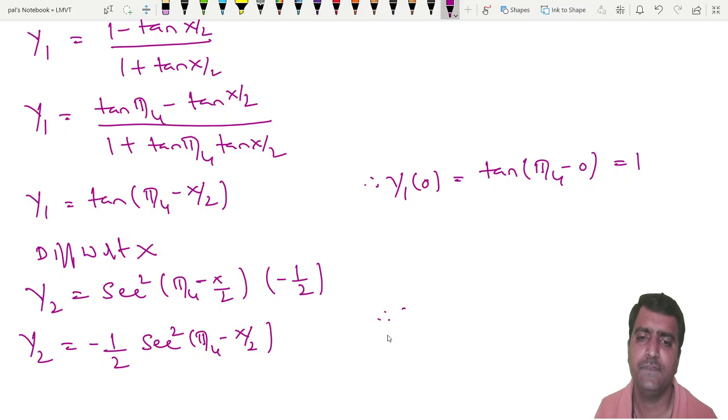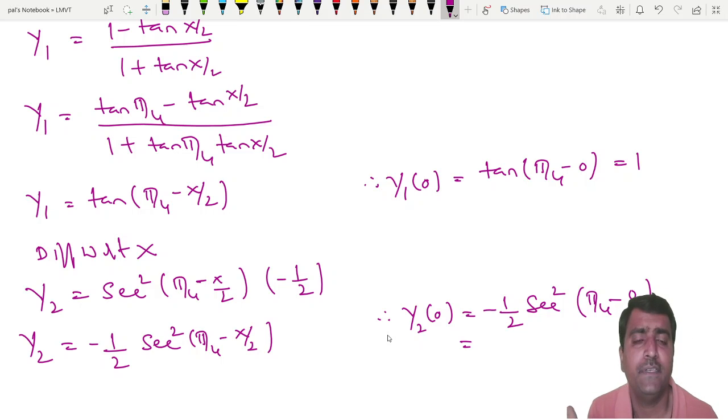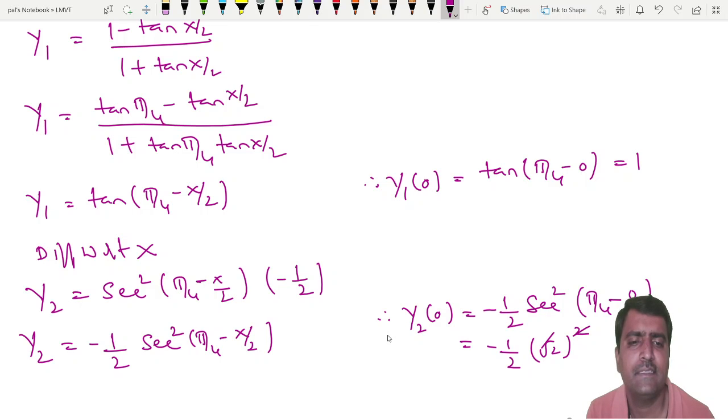So now what is y2 of 0? y2 of 0, what do we get, which is equal to minus 1 by 2 into secant square pi by 4 minus 0. What is the value of secant pi by 4? What is cos pi by 4? Cos 45 degrees is 1 by root 2. So secant 45 means it is reciprocal of that. So it is root 2. So root 2 square, minus 1 by 2 into this is root 2, because secant pi by 4 is root 2 square. Root and square cancels, remaining is 2.